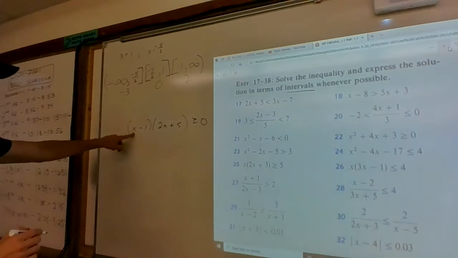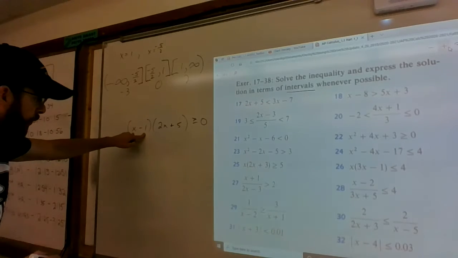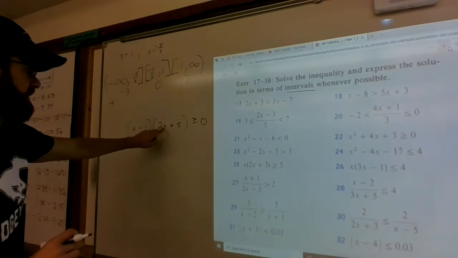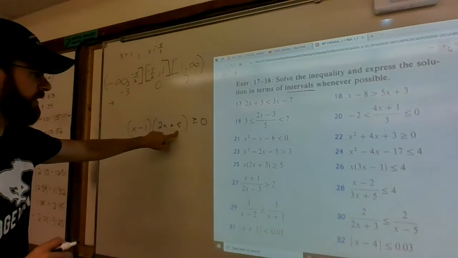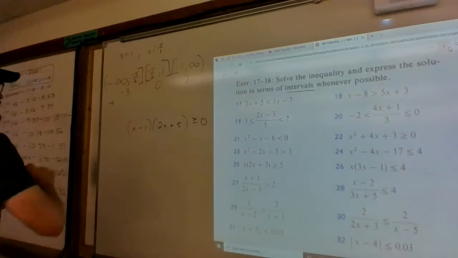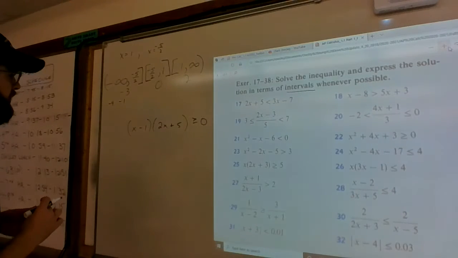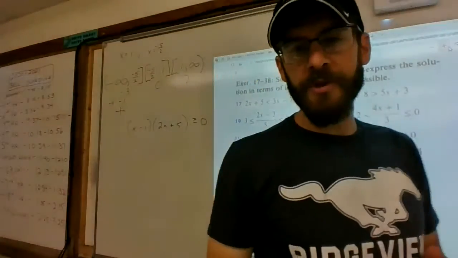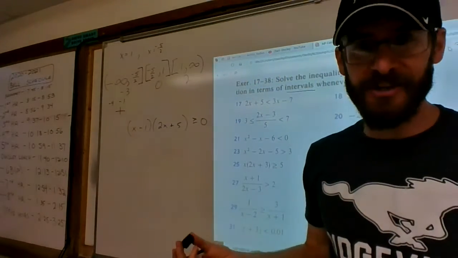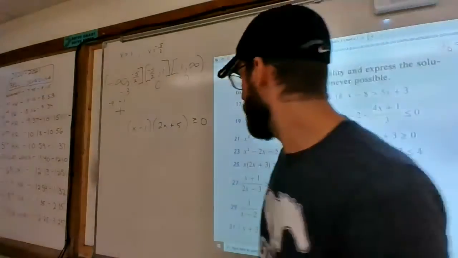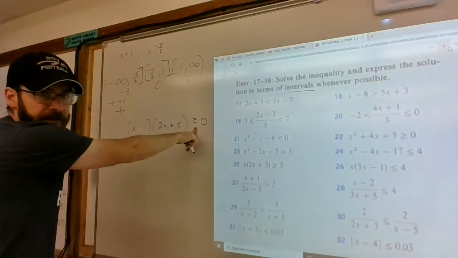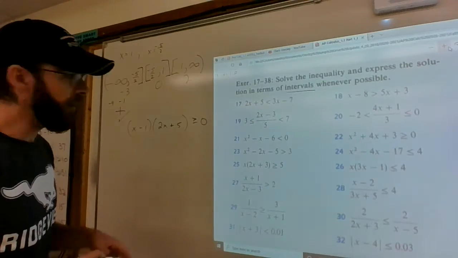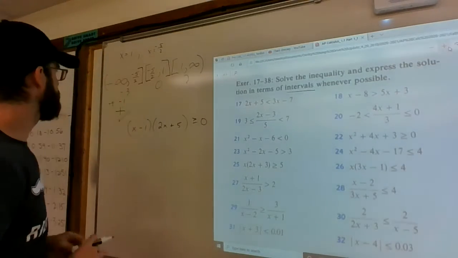So plug in -3. You'd get a -4 times, let's see, -6 plus 1. -6 plus 1 is -1. So -4 times -1 would be a +4. All right, so I'm doing a very informal plug in there. I'm just saying, is it positive or is it negative? If it's positive, it satisfies the condition right here. It says, yes, it is greater than or equal to 0. Therefore, this is going to be a part of our solution.